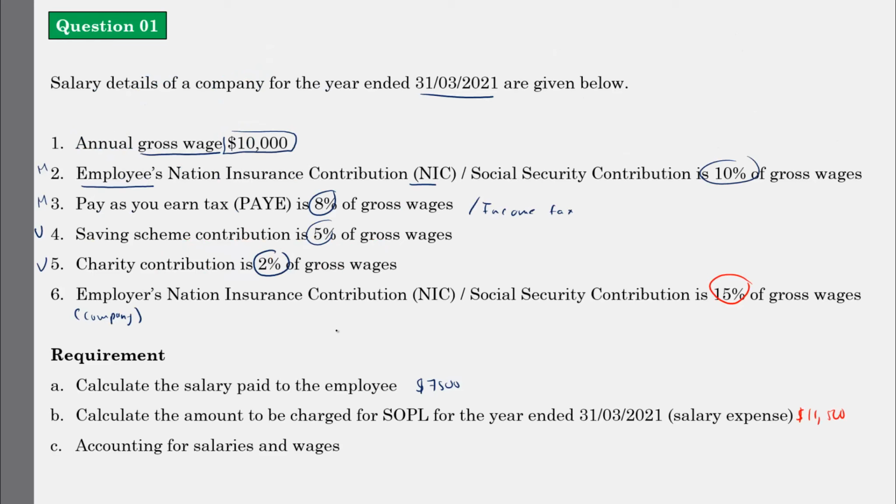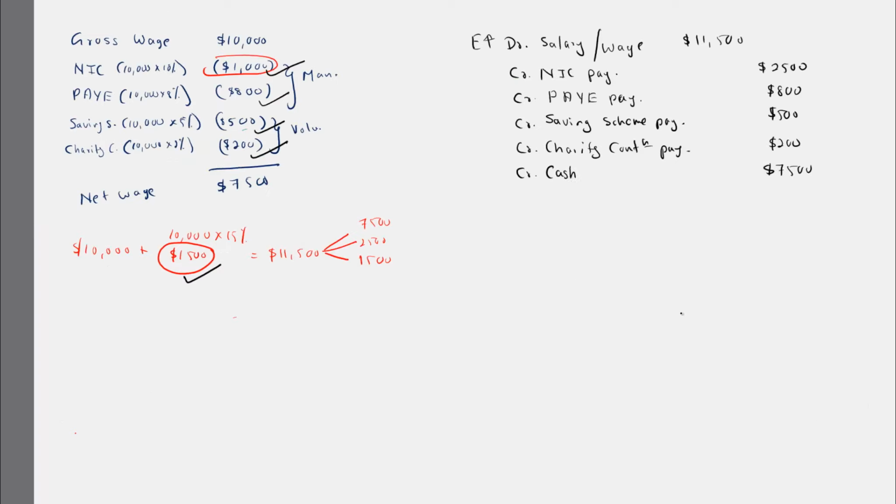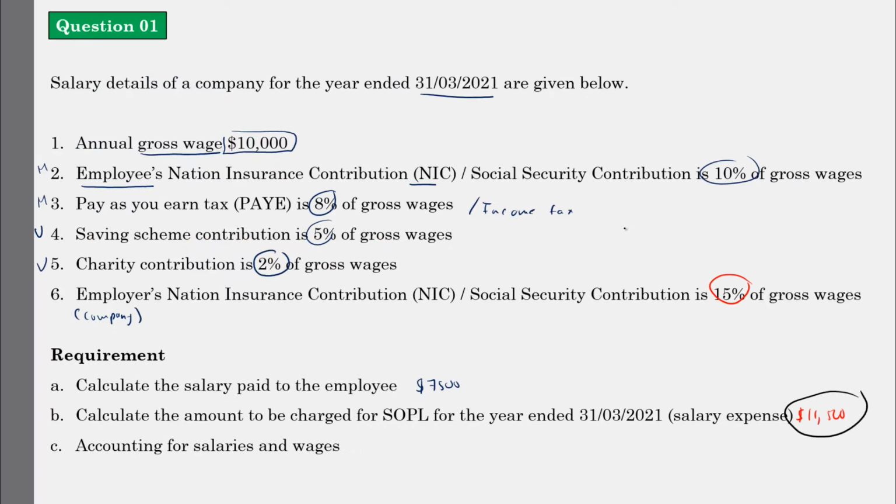Then now let's see the requirements. In requirement part B, what they are asking is to calculate the amount to be charged to the statement of profit or loss. How much is that? 11,500, because that is the expense that we are charging to the statement of profit or loss, or if you prefer, your income statement, in accounting for salaries and wages.